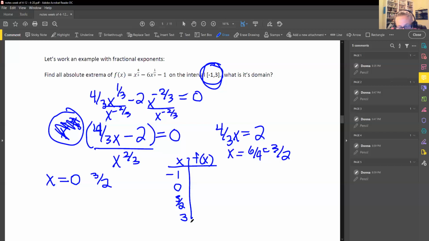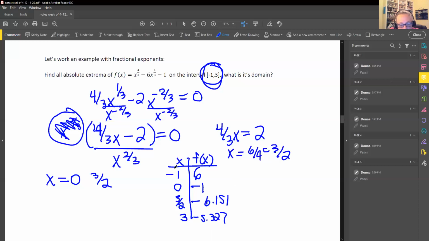Interesting graph. -1. So -1 works out to be 6. Let's see, 0 works out to be, I'm just pulling them off the table right now. It works out to be -1. 3 is negative 5.327. 3/2 I'll have to do second calc value. X is 1.5. Y is negative 6.151.